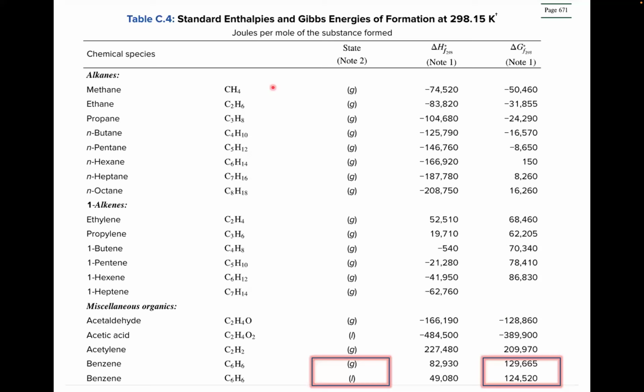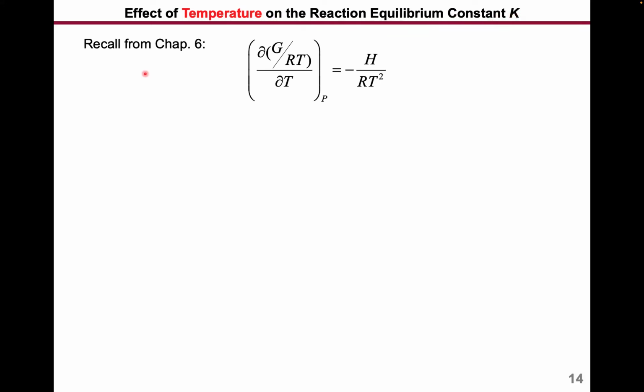now you should know how to calculate the heat of reaction and then Gibbs energy of reaction, and also correlating reaction coordinate with the mole fraction of the particular species. Now we want to understand, right, what is the effect of temperature? Changing temperature, how will temperature change affect the reaction equilibrium constant K, okay? So if you recall from the previous lecture, we know ∂(G/RT)/∂T at constant pressure is equal to minus H divided by RT squared, okay?